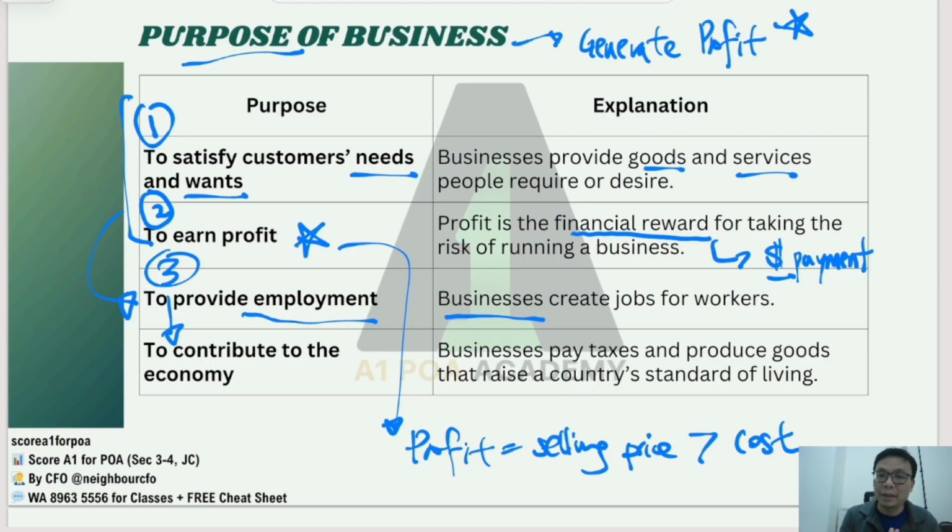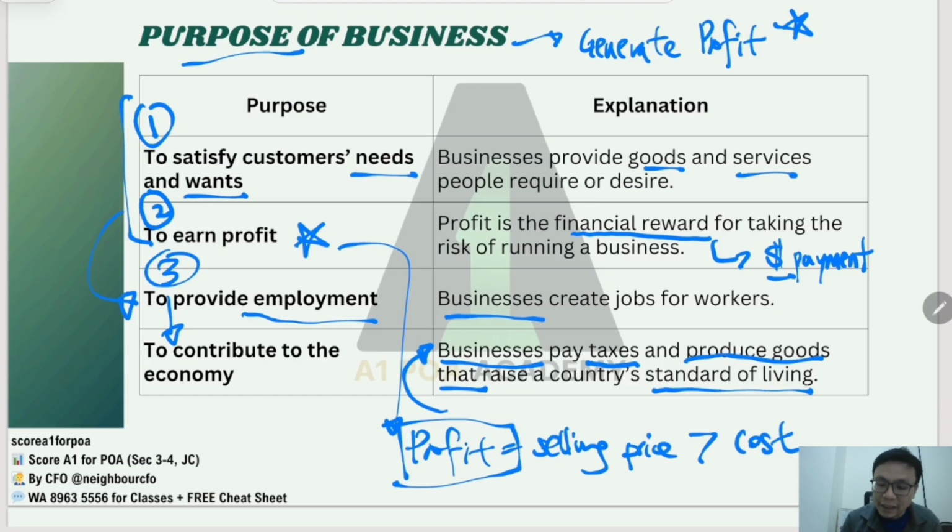The contribution will be done via payment of tax, because we will assume the business earn profit, because no business will want to exist for the purpose of making losses year after year. That's just not possible. So we assume that business earns profit, and therefore business pay tax to the government, and because of that, the country as a whole, the economy prosper. And therefore, with all these goods and services that your business provide, you actually help to contribute in terms of raising a country's overall standard of living. So that's the purpose of business.